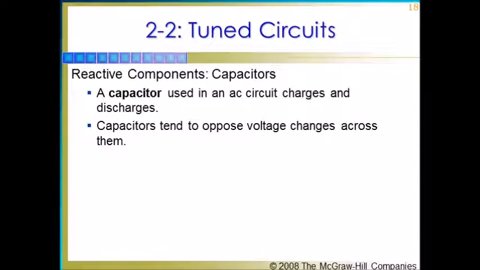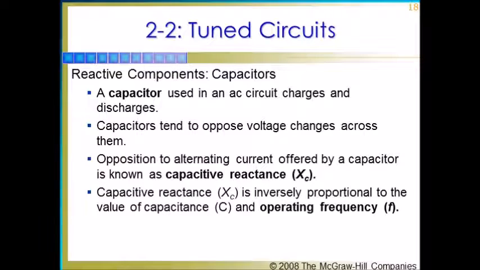Next up is capacitors. Capacitors were originally known as condensers. It is a passive two-terminal electrical component used to store electrical energy temporarily in an electric field. And capacitive reactance, denoted by X sub C, is the measure of a capacitor's opposition to an alternating current.